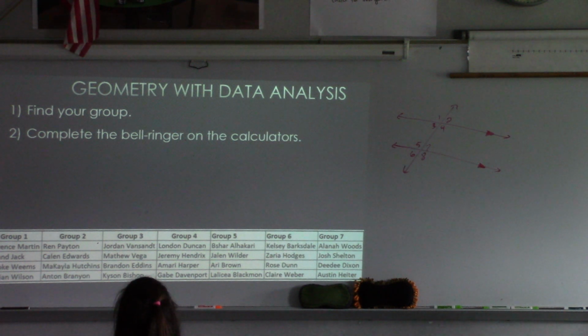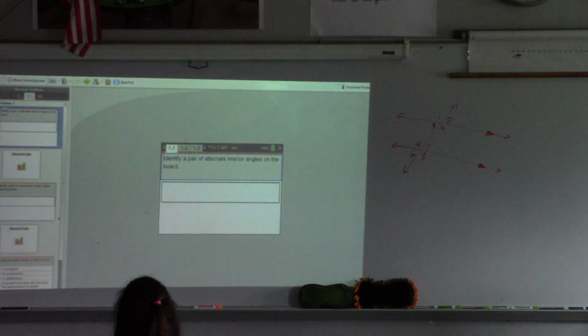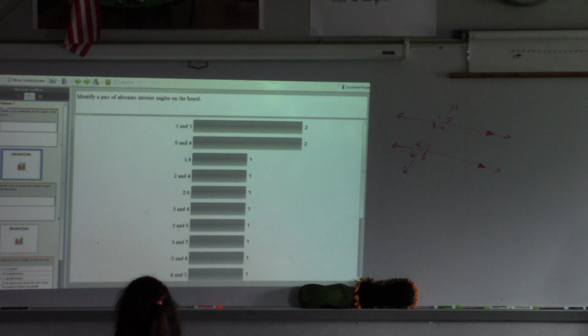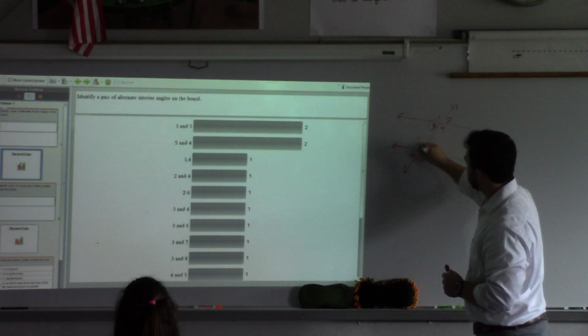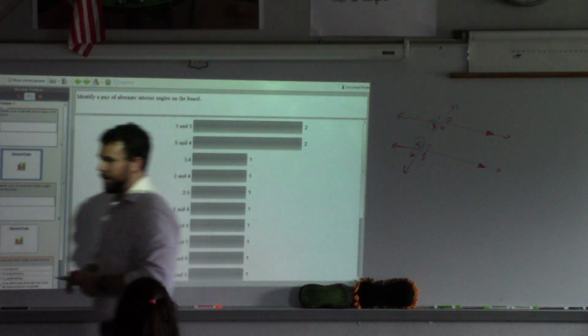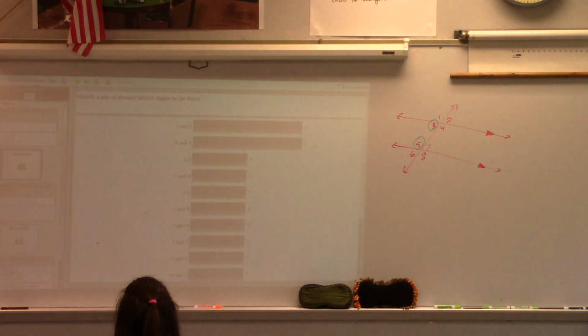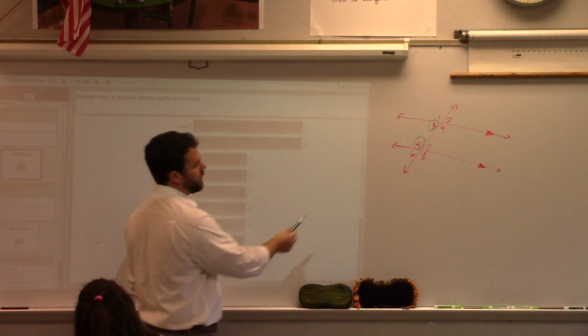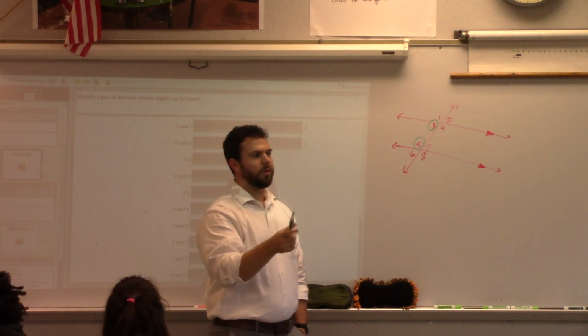However, let's look at them. Identify a pair of alternate interior angles on the board. So 3 and 5. Let's talk about it. What do y'all think? Do those appear to be alternate interior? No, they're not alternating across that one line that goes across. So what is this one line right here called? Transversal? Yeah.